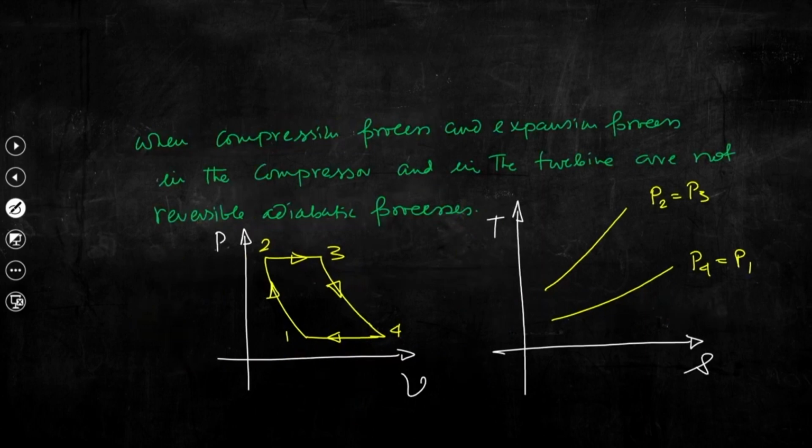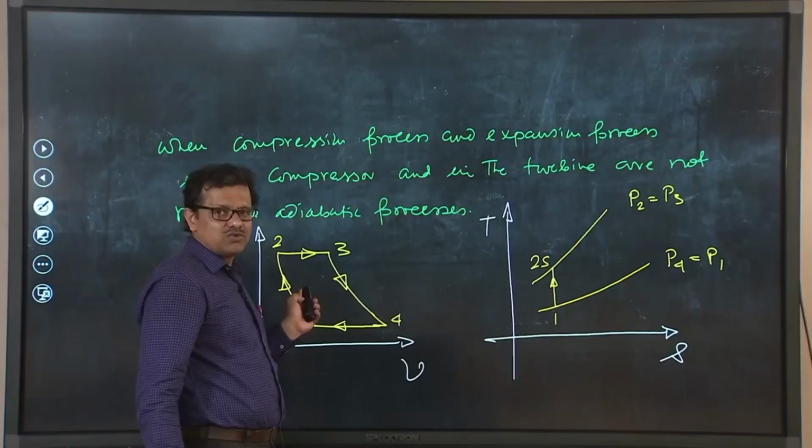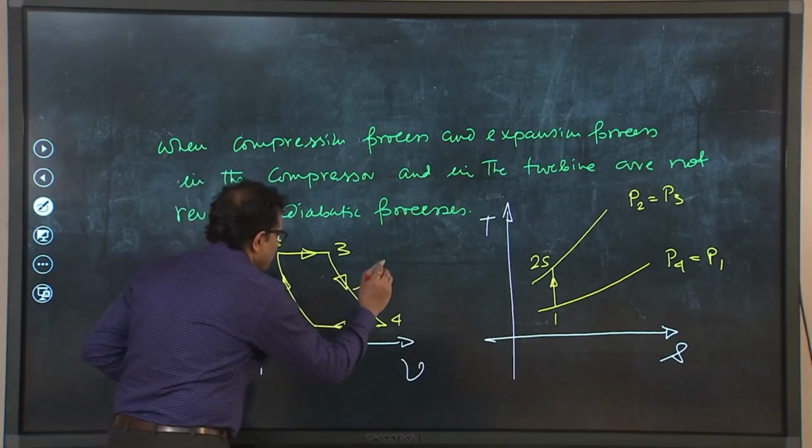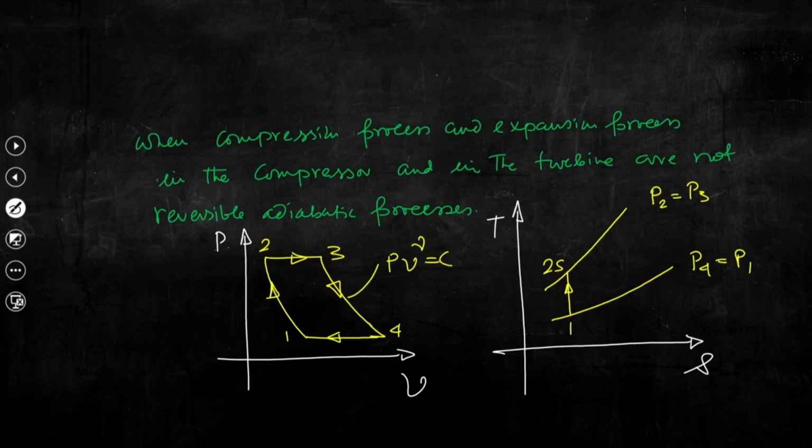So now this is the process 1 to 2s. This is isentropic compression, 1 to 2s, with PV to the power gamma equal to constant. Here also PV to the power gamma equal to constant, and this is P equal to constant, here P equal to constant. Now this is an isentropic process, and again there will be isentropic expansion. So this is 3 and this is 4s.